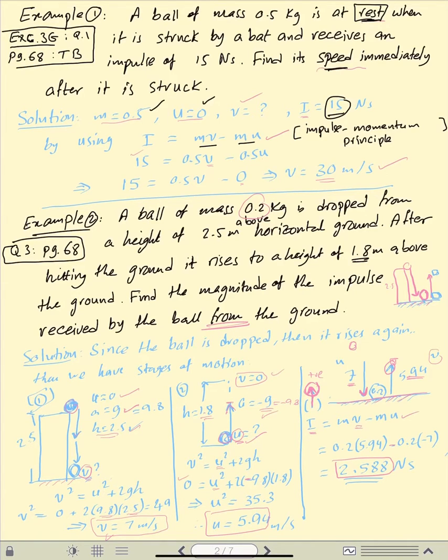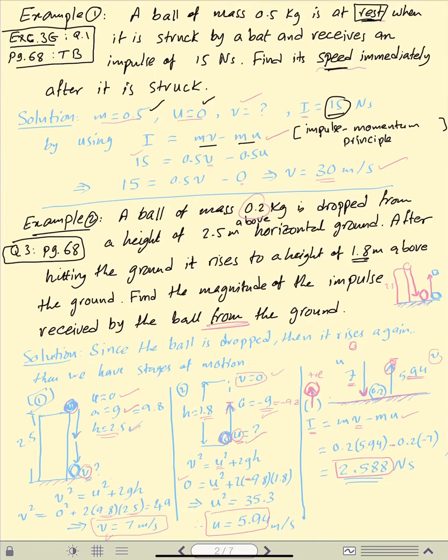Which is V, using the formula V squared is equal to U squared plus 2GH. So V squared is equal to 0 squared plus 2 times G, which is 9.8, times 2.5, which is the height, is equal to 49 with the calculator. So V squared equals 49. So V is equal to 7 meter per second.